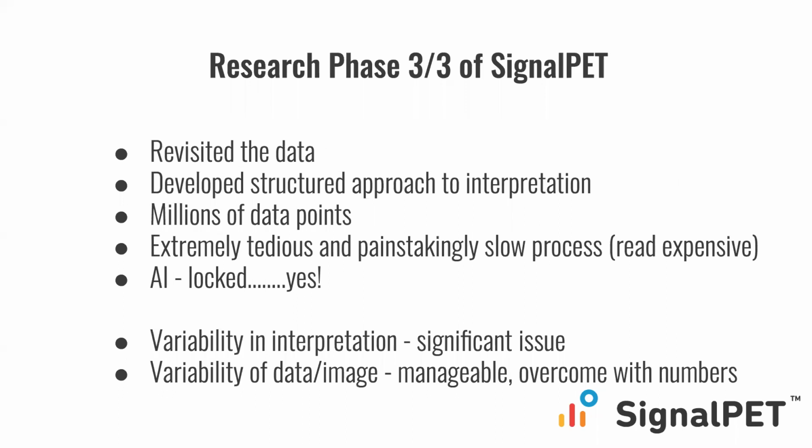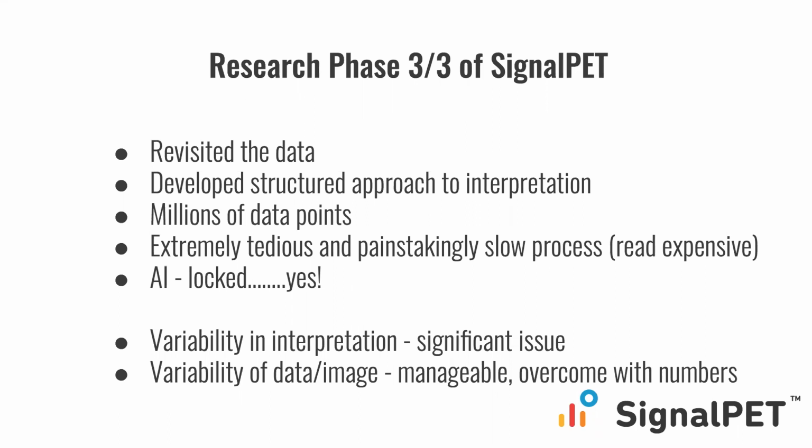So then we took a third approach and we revisited the data. And rather than leaving the interpretations open, we developed a structured approach to the interpretation. We defined what normal was. We defined what abnormal was. We utilized literally millions of data points. This was a tedious, painstakingly slow process. It was frankly a very expensive process. And the AI locked. When we ran the algorithms, the AI locked. It worked. That was the eureka moment. That was truly a eureka moment.